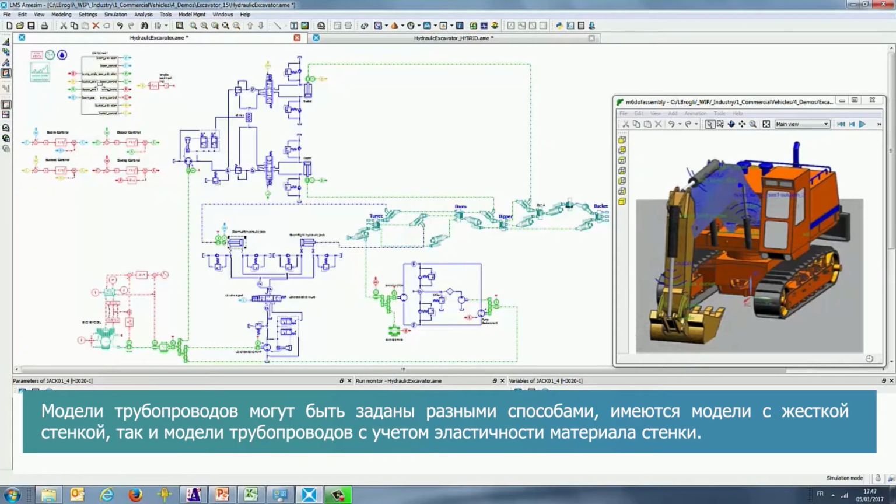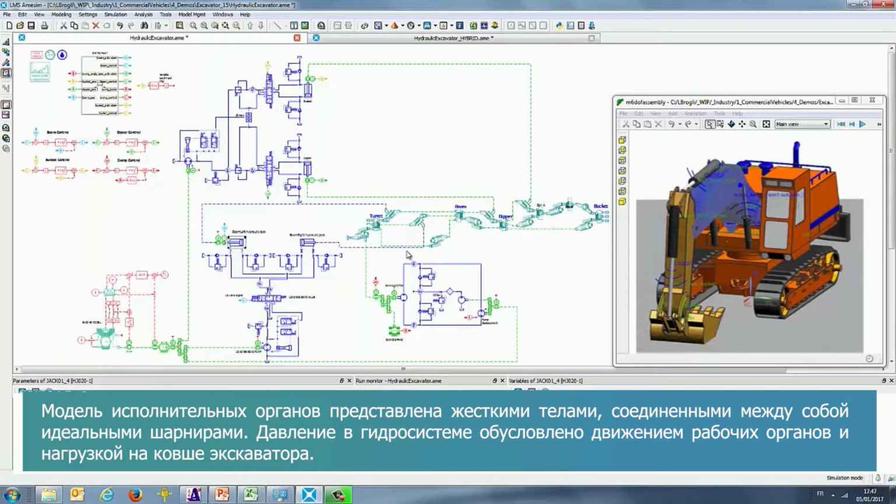Pipes and hoses can also be simulated, rigid pipes, but also flexible pipes, considering the material elasticity. The mechanism model is based on rigid bodies connected by ideal junctions. Penetration efforts can also be estimated when the bucket moves into the ground.